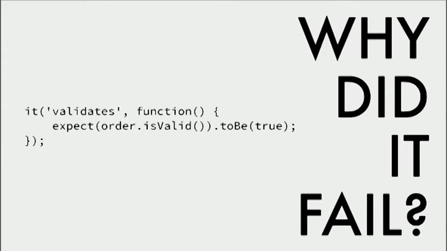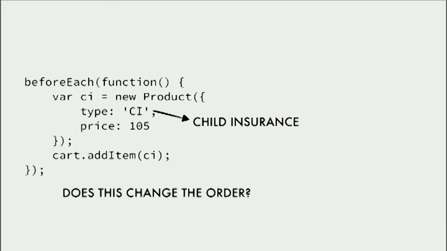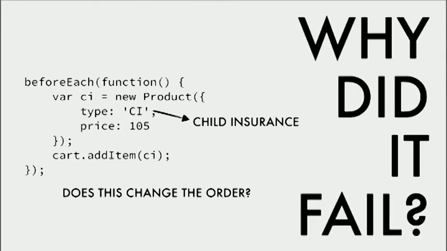What is order? So we can go to the nearest beforeEach. Here we create a product and we add it to a cart. CI means child insurance. I know this because I was working on the shopping cart. This is for an insurance company. But there's nothing here working with order, so I'm not quite sure what's happening. So I still don't know why it failed. Now I'm starting to get quite angry.